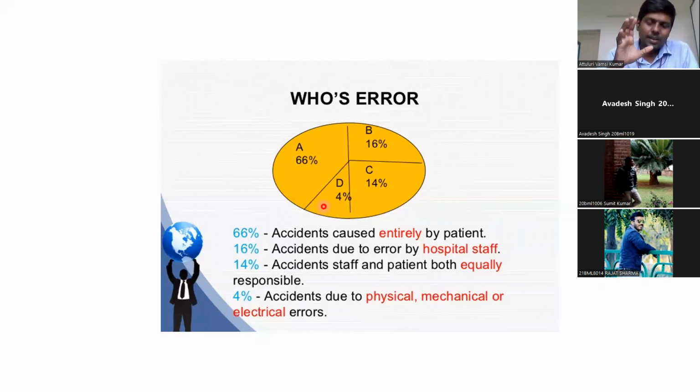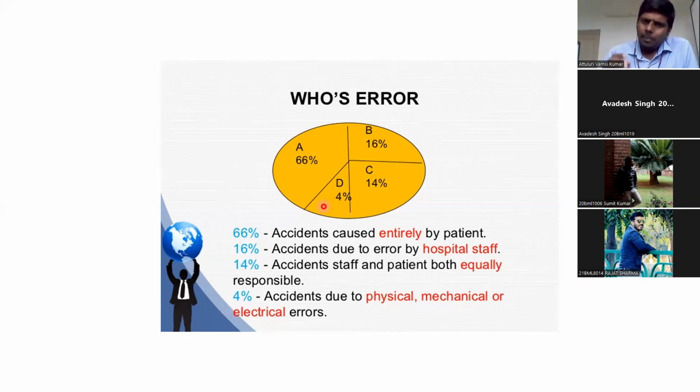That is why I really have a good impression of nurses. They are in direct contact with sufferers. Sometimes they will be harsh, but they are doing that for a good reason only. Anyway, that is what the stat says: 66% of errors are by the patient, 16% by hospital staff, 14% equally contributed by staff and patient, and 4% by accidents. It can be a physical accident, or a mechanical or electrical accident.